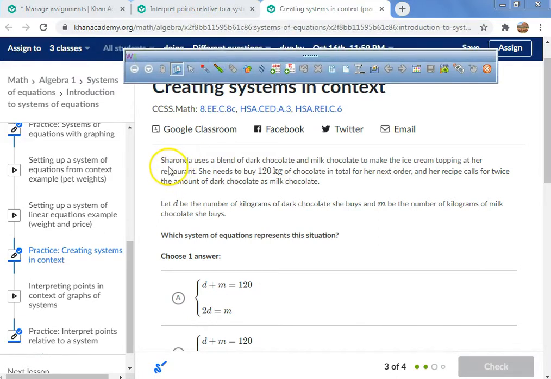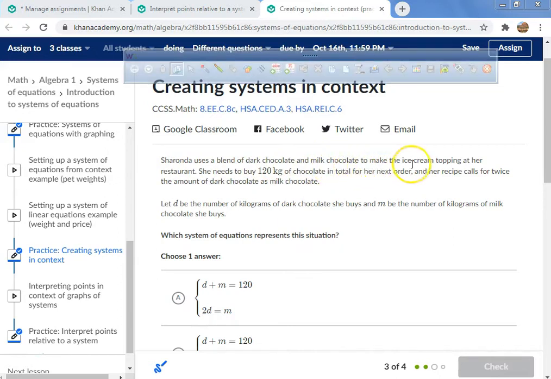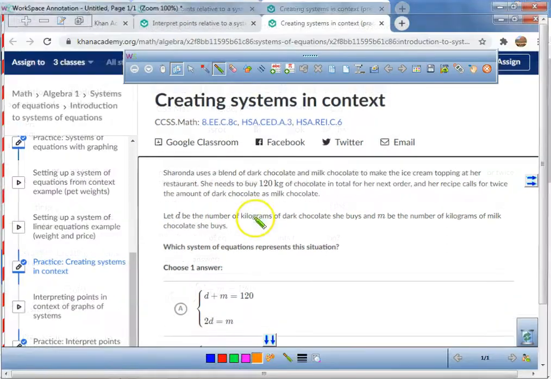But it says, Sharonda uses a blend of dark chocolate and milk chocolate to make ice cream topping at her restaurant. Oh, I love dark chocolate and milk chocolate. More dark chocolate than milk chocolate, though. She needs to buy a total of what? 120. By the way, could you guys highlight that part or write it down?